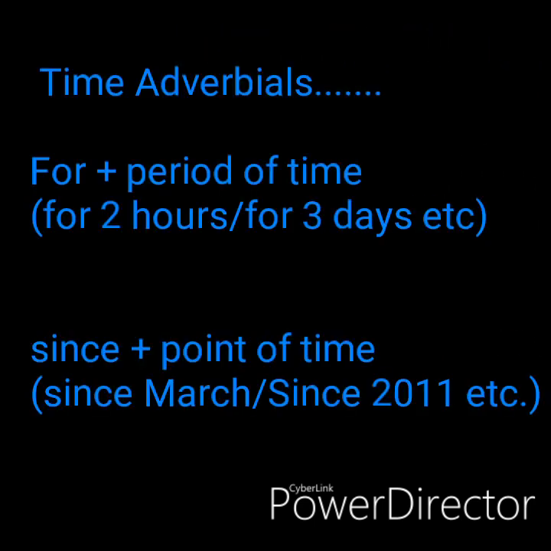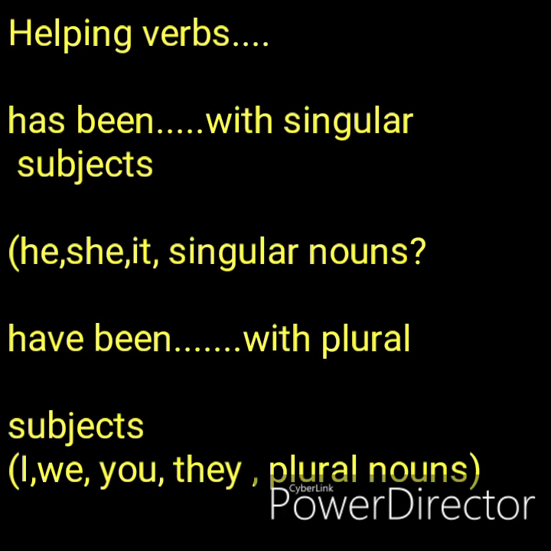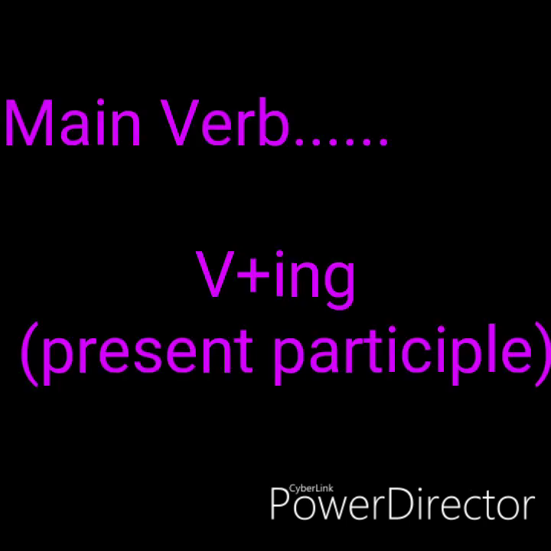Present perfect continuous tense. The time adverbials: for plus period of time and since plus point of time. For is used for the time which is uncertain or duration, and since is used for the time which is fixed. Helping verbs: has been with singular subjects and have been with the plural subject. Main verb is the ing form that is known as present participle.